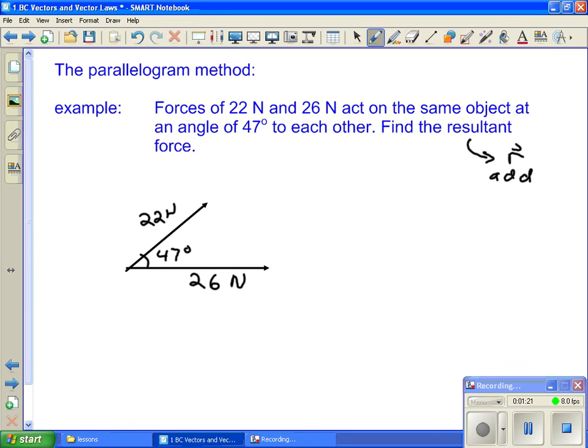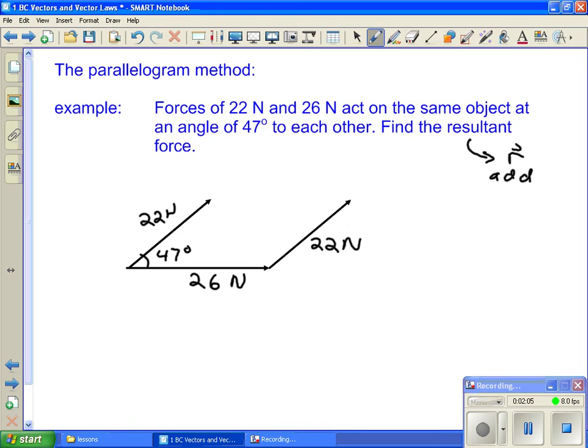Now, if we want to add these two vectors, we don't want them to be tail to tail. We want to put them tip to tail. So what we can do is take this 22 Newton vector here and clone it, and we can put a copy of it right over here. So it is, in fact, tip to tail with our 26 Newton vector. Because this is the same vector, we know that that is 22 newtons as well.